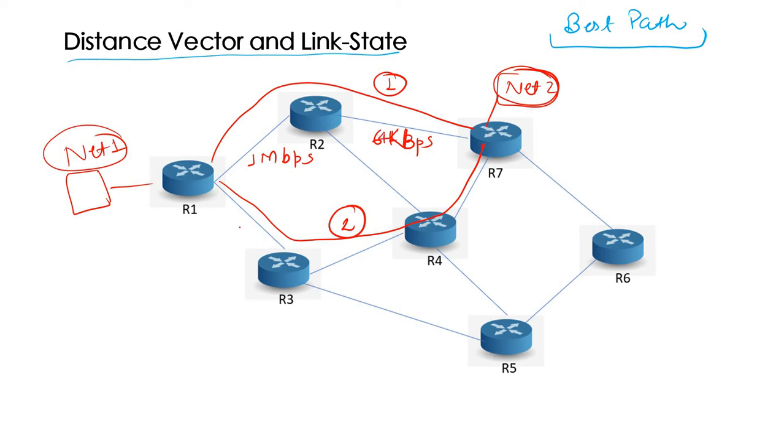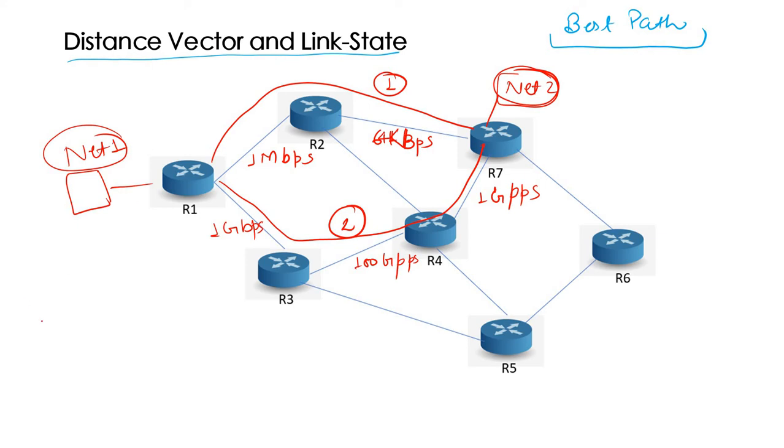While if you talk about these links, this is 1 Gbps, this is 100 Gbps, and this is also 1 Gbps, right? So if you talk about speed, then path 2 is faster than path 1. So obviously we should choose path 2 in that case. This is just the concept of distance vector and link state.